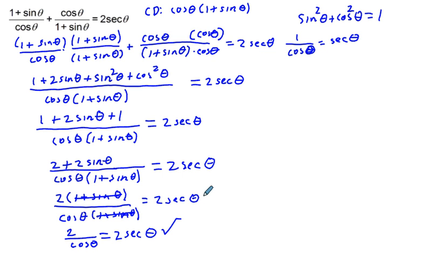Again, generally start from the most complicated looking side of the equation and work with it using identities to see if you can simplify and get down to what you have on the other side of the equation.